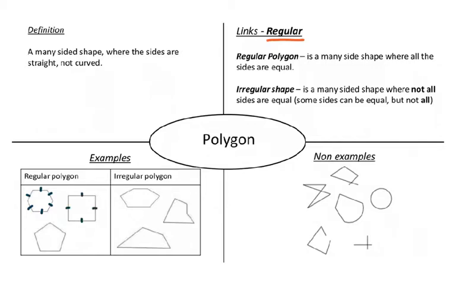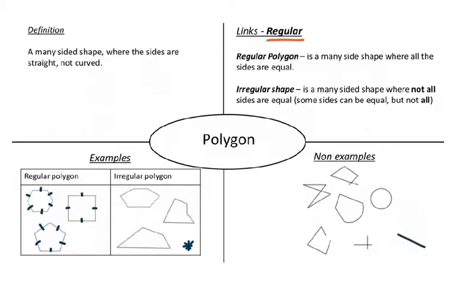Remember, a polygon is a many-sided shape, but the sides must be straight. This is a square, which is a regular polygon because all the sides are the same and all the sides are straight. This is a pentagon, a regular pentagon, because all the sides are the same and all the sides are straight. These three pictures are all polygons because they're shapes with straight sides, but they're not regular polygons because the sides aren't equal in length.